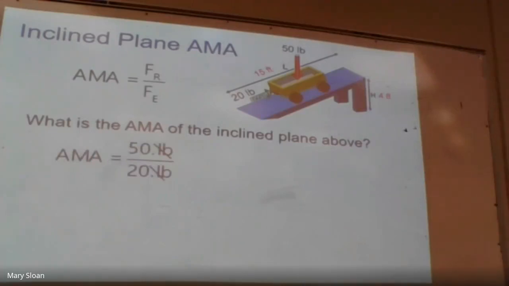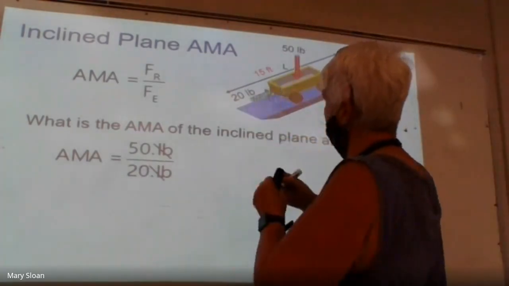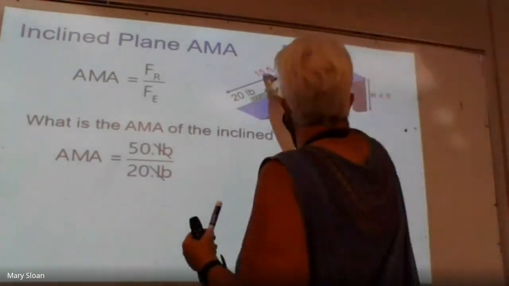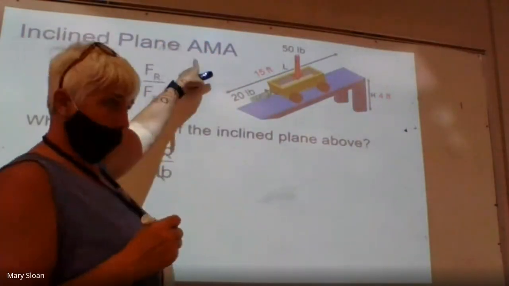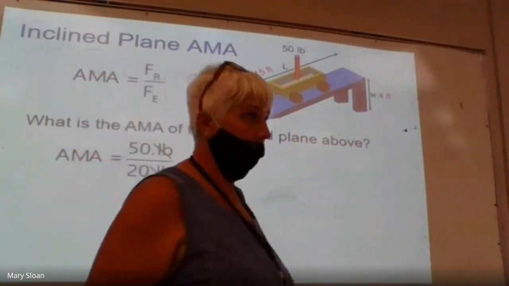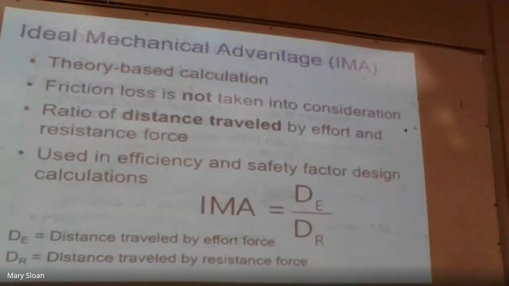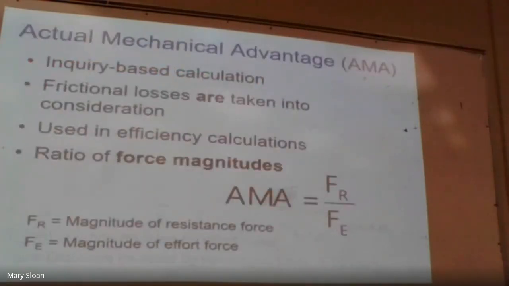So the first thing you're going to do is take your 20 pounds and your 50 pounds. Those are the two numbers that you're looking for. Why are we not doing the 15 and 4 this time? Because it's AMA. What does AMA stand for? It stands for actual mechanical advantage. Okay? Actual mechanical advantage. So write that down. Make sure you have it on your notes.